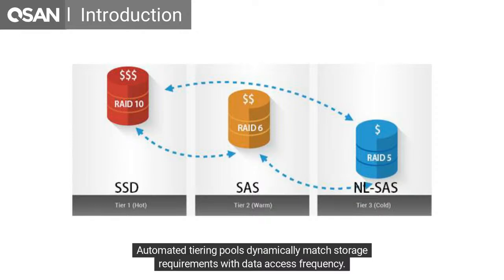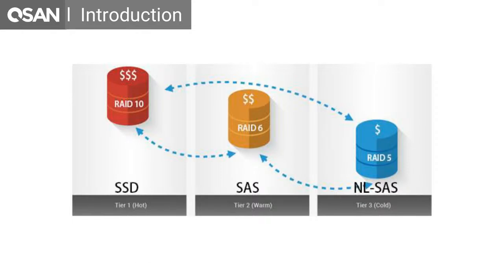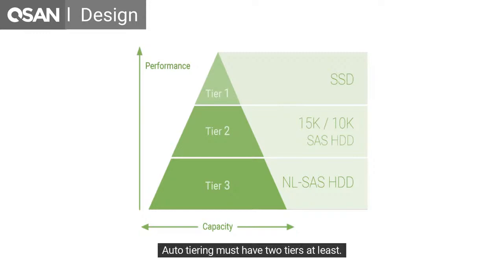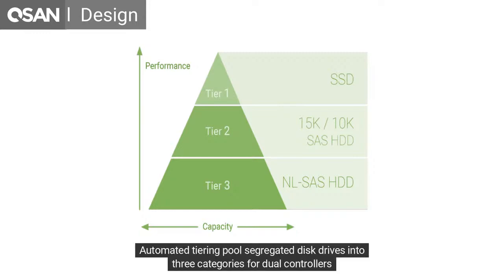Automated tiering pools dynamically match storage requirements with data access frequency. Auto-tiering must have 2 tiers at least. Automated tiering pool segregated disk drives into 3 categories for dual controllers.